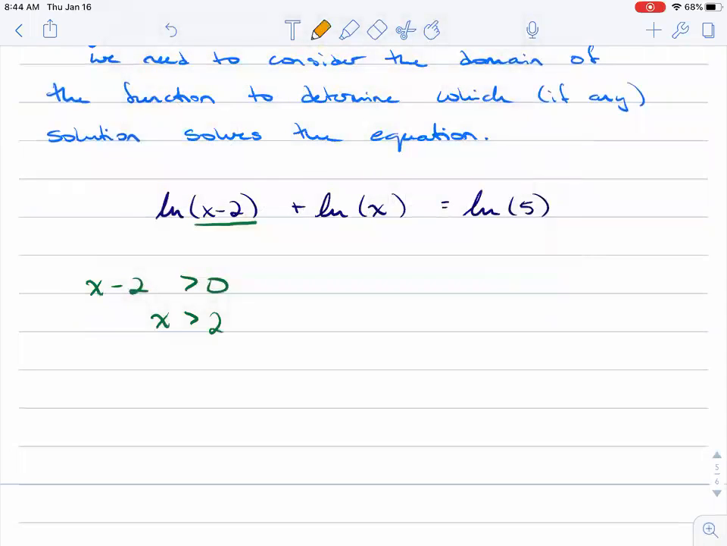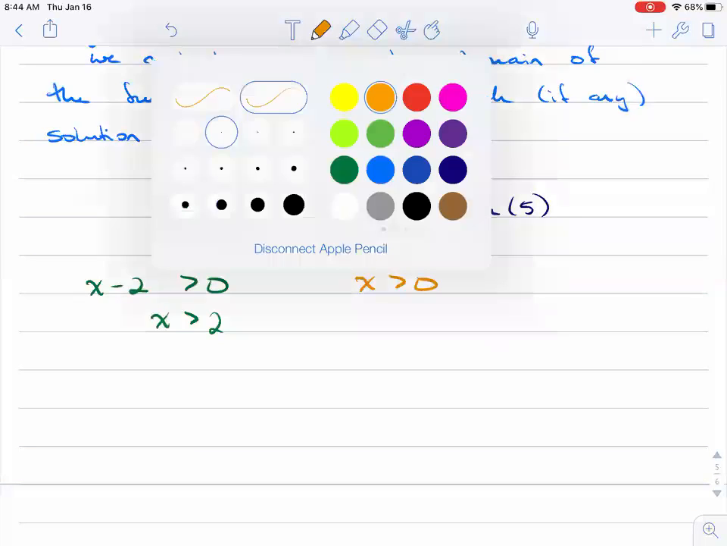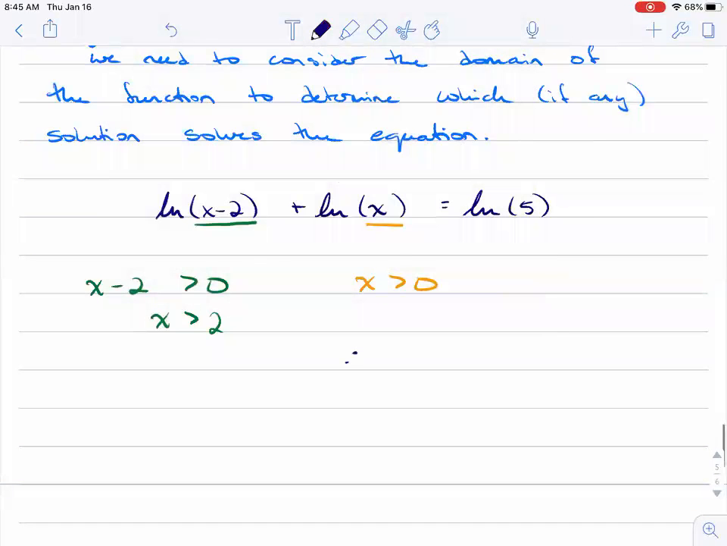And then for this portion, I've got just x, and I know that x has to be greater than 0. Combining these two, if x has to be greater than 2, but also greater than 0, we can just summarize that by saying x has to be greater than 2. And so therefore, x must be greater than 2.